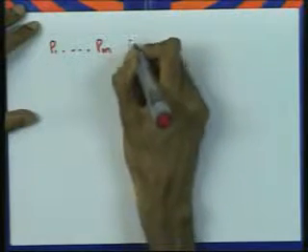Supposing I have computed this, right? So I have pattern P1 through Pm. This is the pattern.